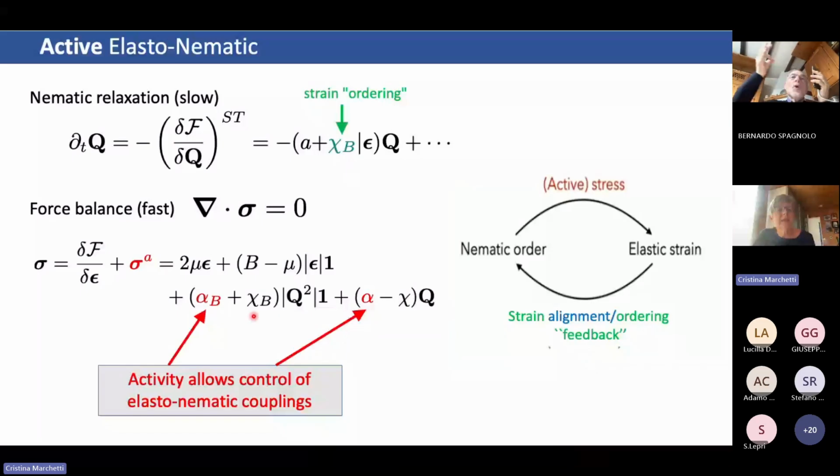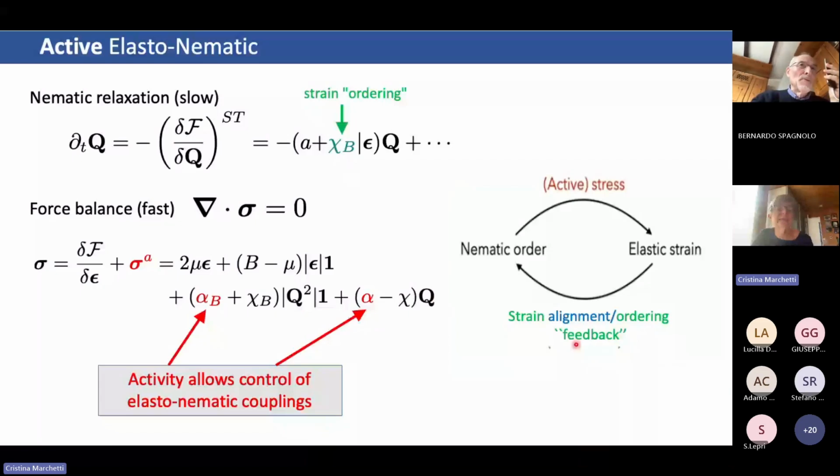And then I will look at the coupled dynamics of this system and ask about the steady states. What these equations incorporate is essentially the fact that nematic order can drive active stresses, which in turn can drive strain. And there is a feedback between the two through this strain alignment and strain ordering effect. Kind of like in a fluid, where I had a feedback between flow and nematic order, here I have a feedback between elasticity and nematic order.